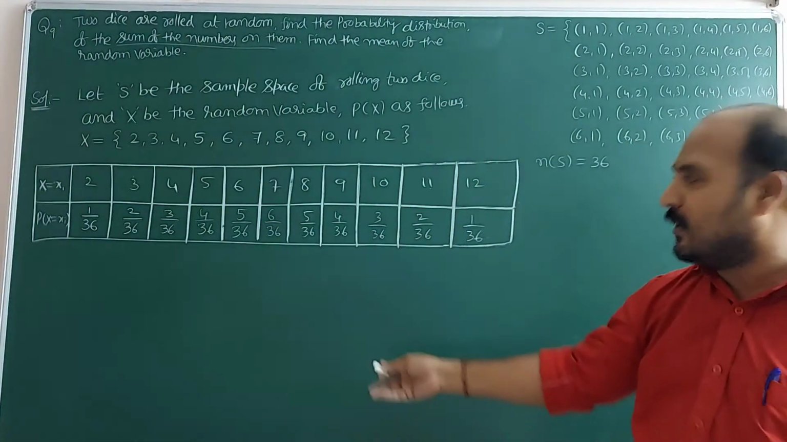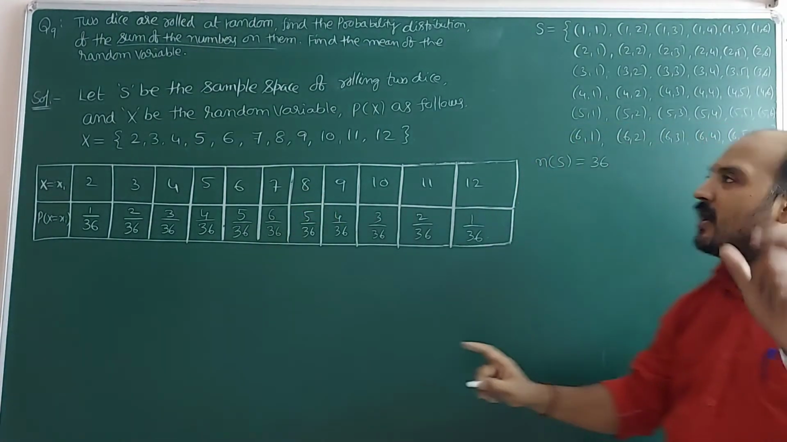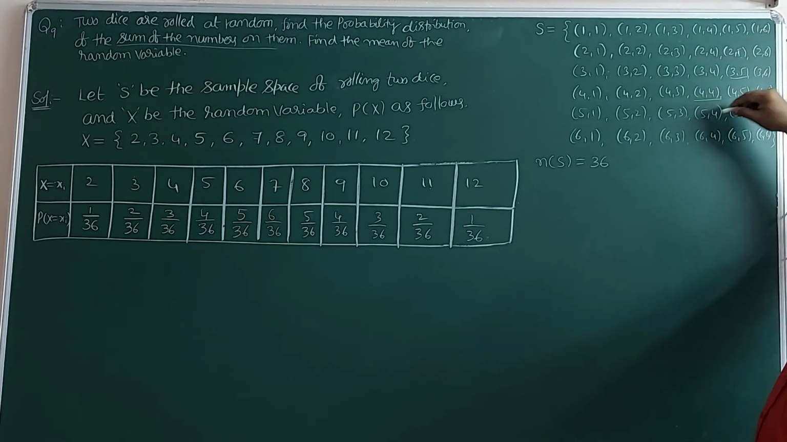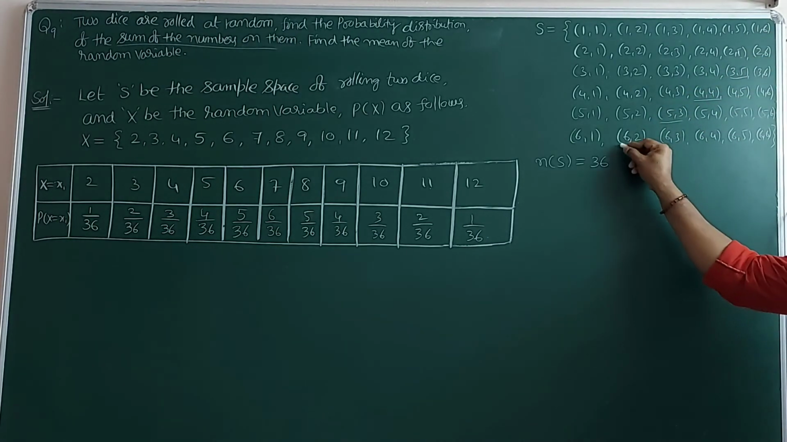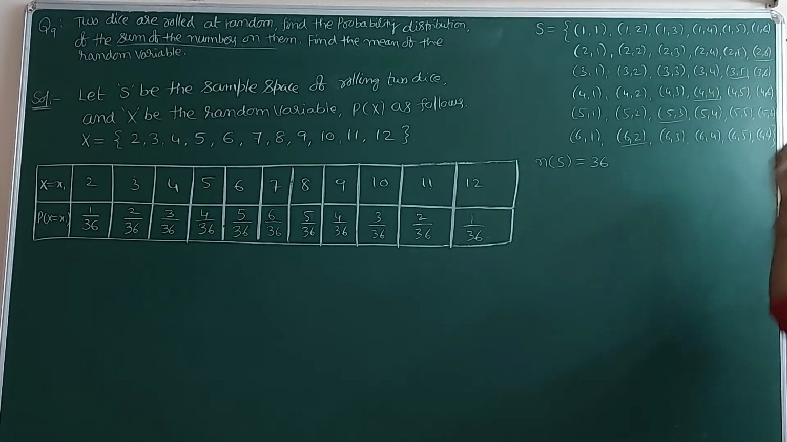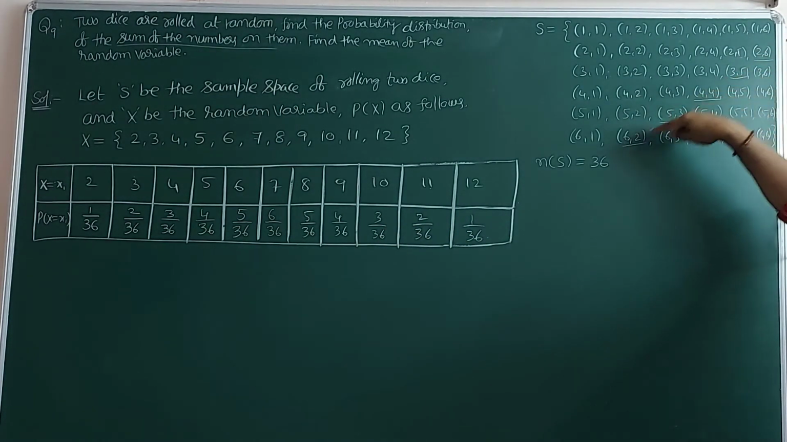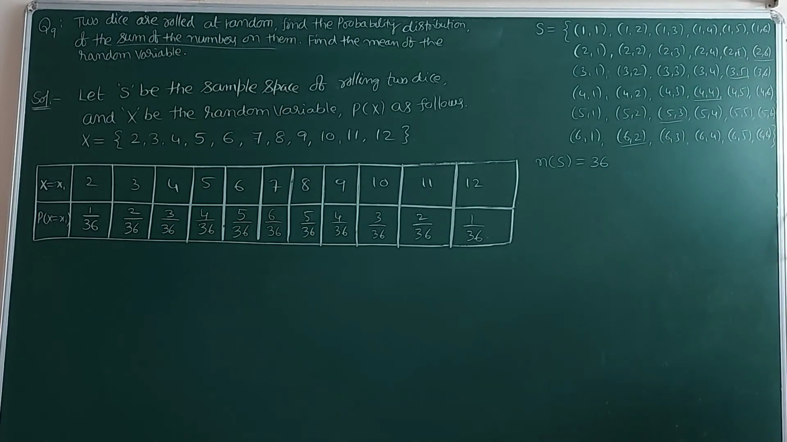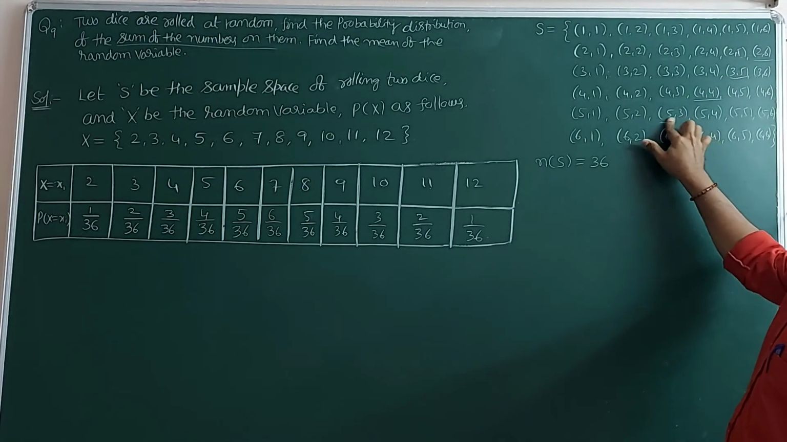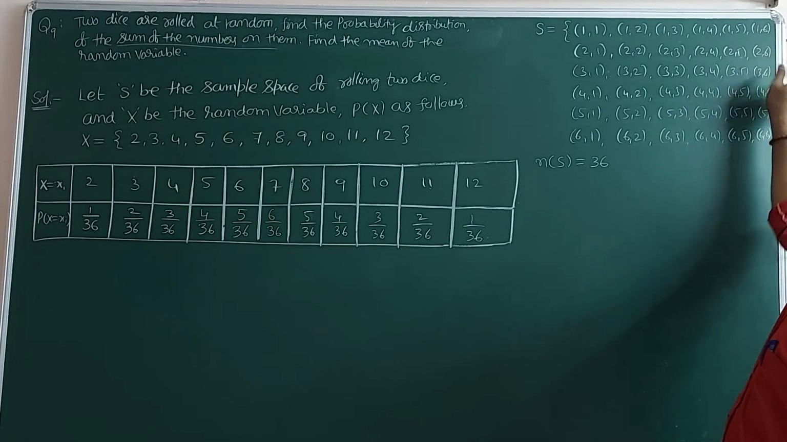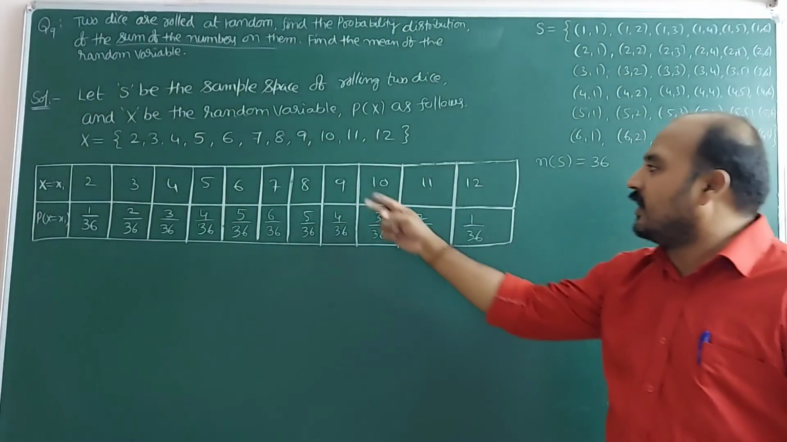Sir, how you are writing, I will tell that. 8. The sum of the numbers is 8, right? 4, 4, 3, 5, 5, 3, 6, 2, 2, 6. So that's what we got, 5. 1, 2, 3, 4, 5. This is the way we can denote, dear students. I hope you understand.